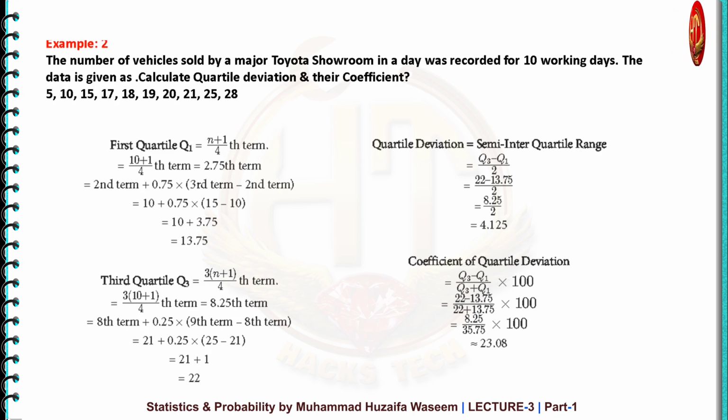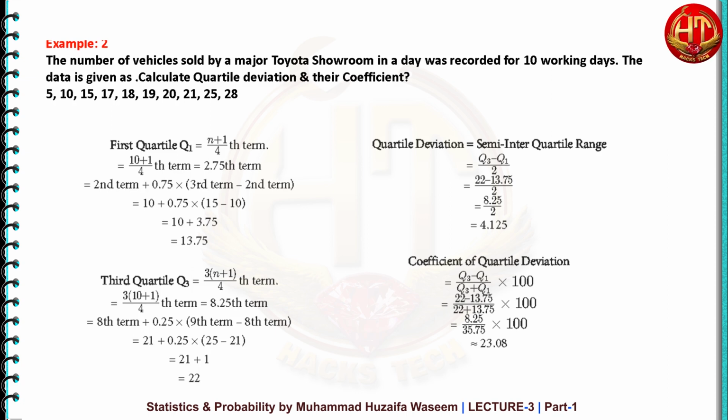So you have to calculate the first quartile and third quartile. First quartile is equal to the (n plus 1) divided by 4 term. N is the total number of observations, which is equal to 10. Then 10 plus 1 divided by 4 term is equal to the 2.75 value. Second value plus 0.75 times the third value minus the second value in the given series. So the second value is 10 and the third value is 15. Put these values in the given formula. So your first quartile answer is 13.75.